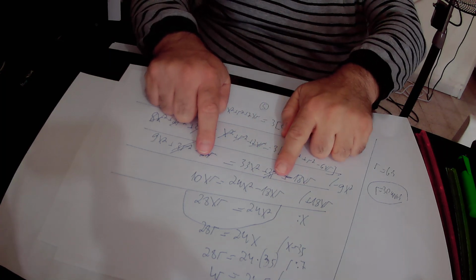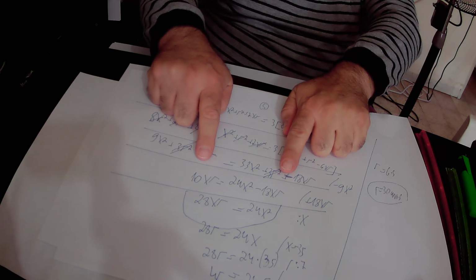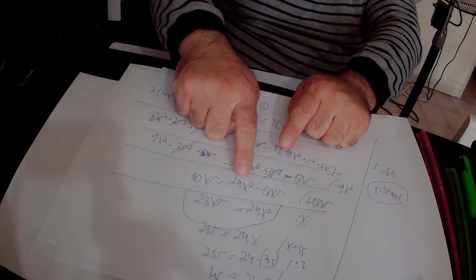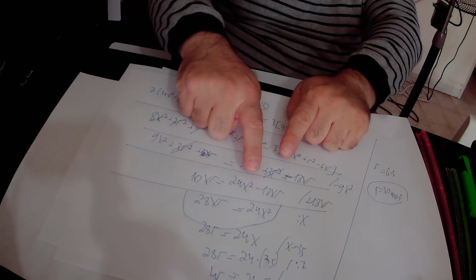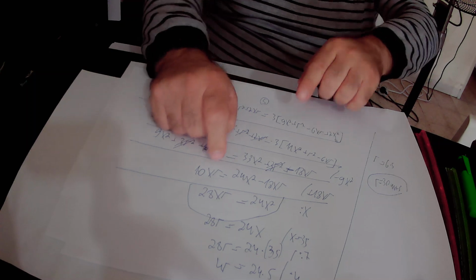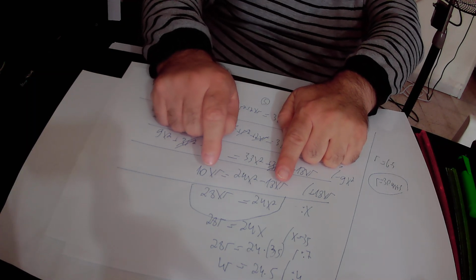Here we added 18xr to this equation. 10xr plus 18xr is 28xr. It is equal to 24x squared. 18xr minus 18xr is 0. So on this side of the equation we are left only with 24x squared. In conclusion, we found out that 28xr equals 24x squared.